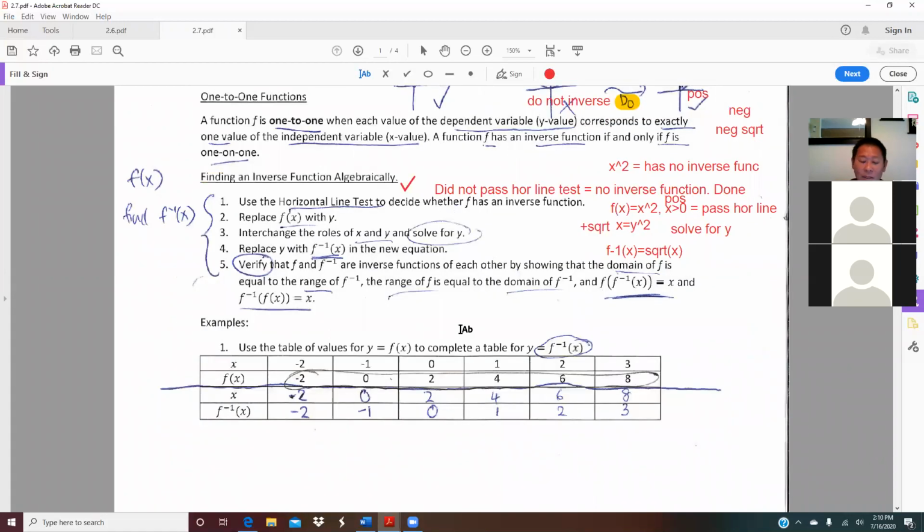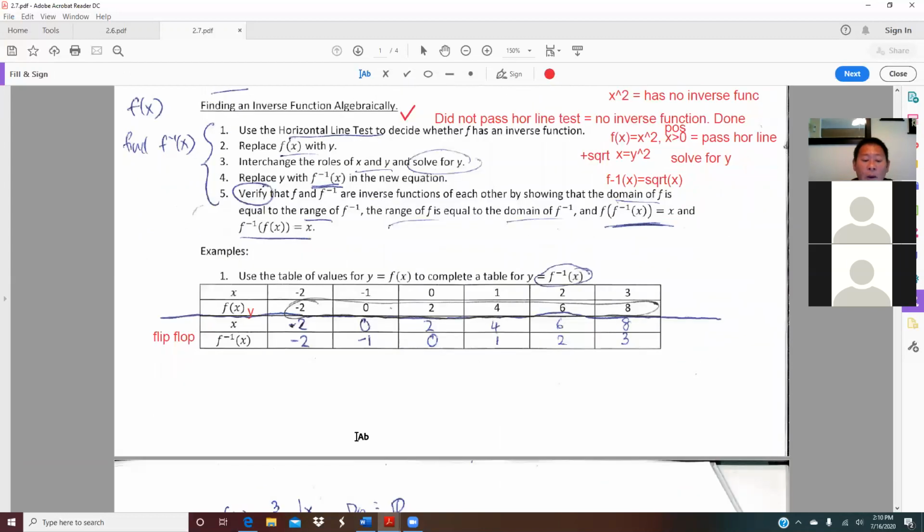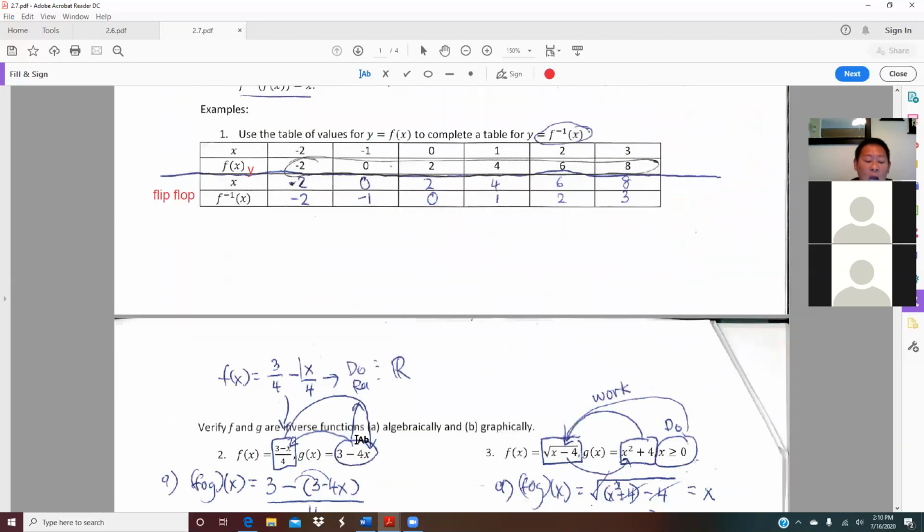Question 1 is very easy because they give you the coordinates. This is x. Don't forget, this is y. So if you want to find the inverse function, it's very easy. You just flip-flop all your coordinates. So like this, -2, -2, your inverse is -2, -2. -1, 0 becomes 0, -1. So you just flip-flop all your coordinates, and that's how you find your inverse function. Okay, so it's a very straightforward type if you have coordinates.